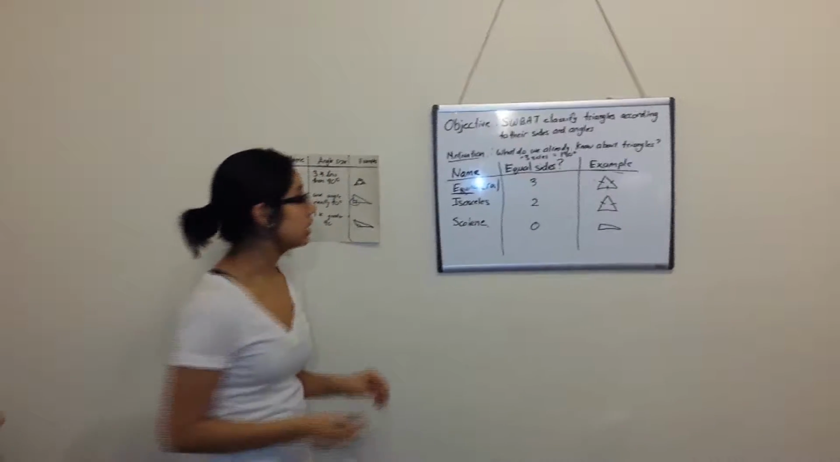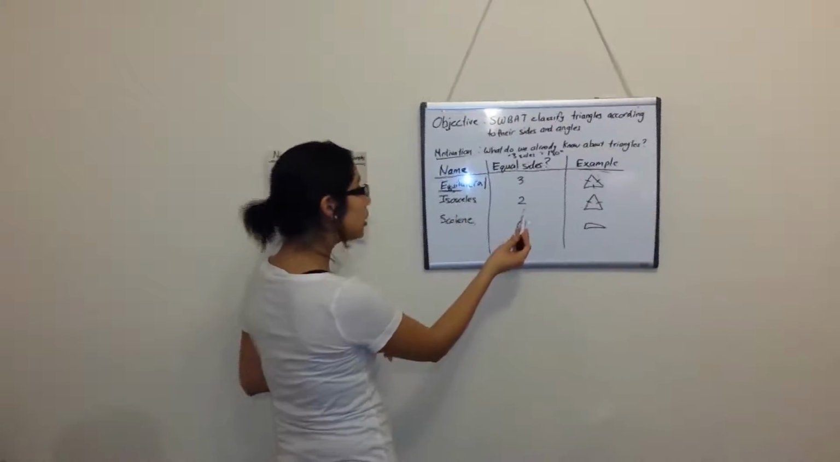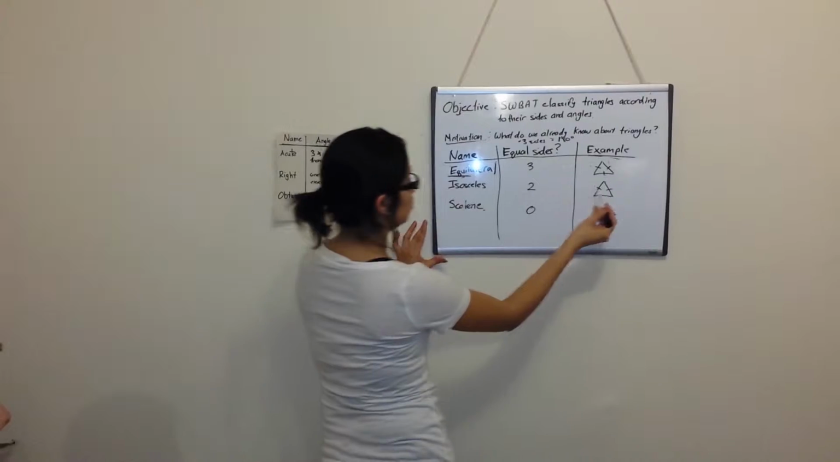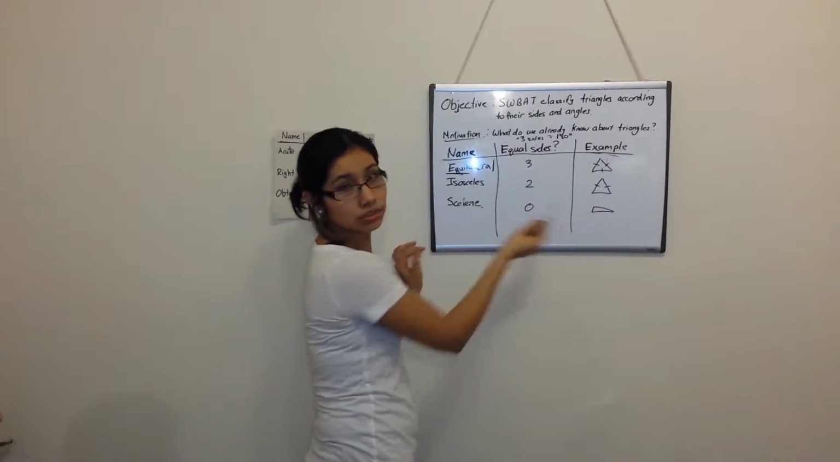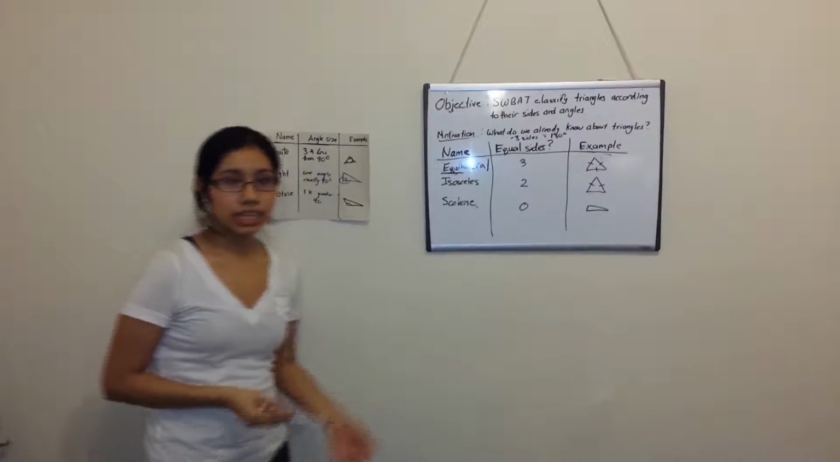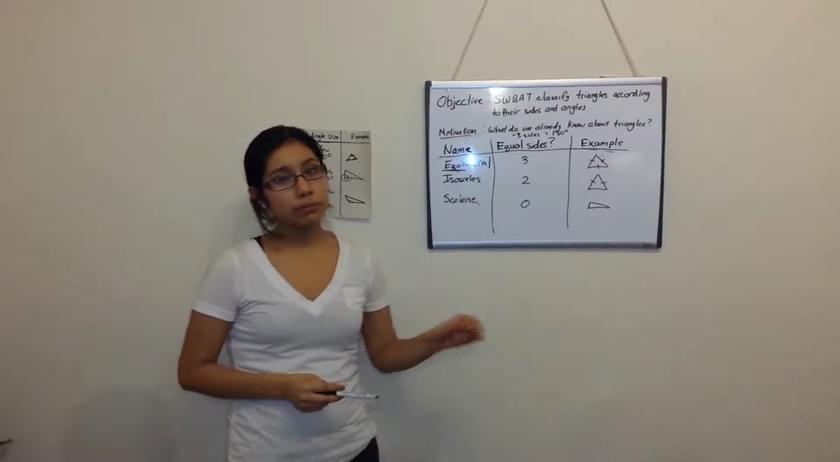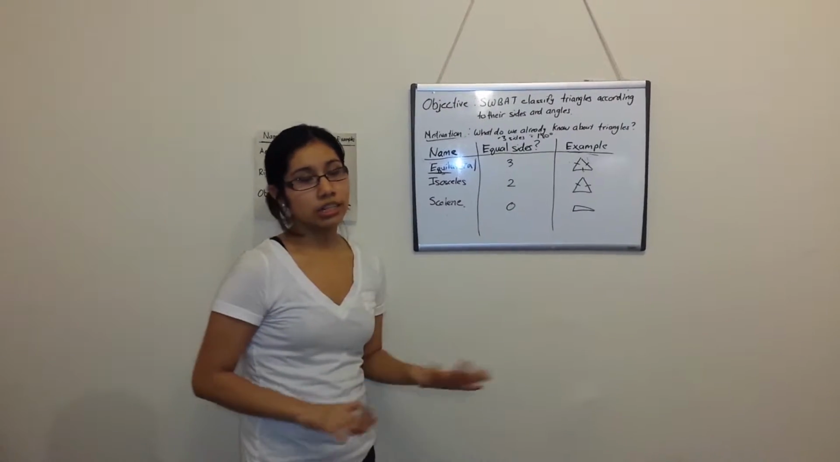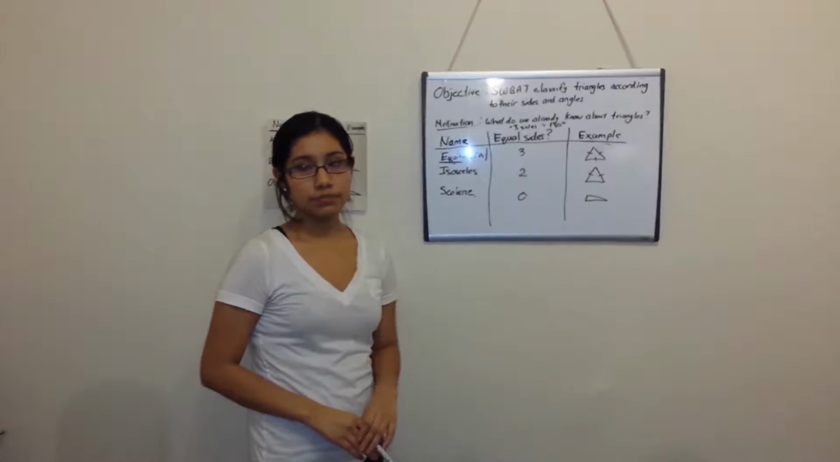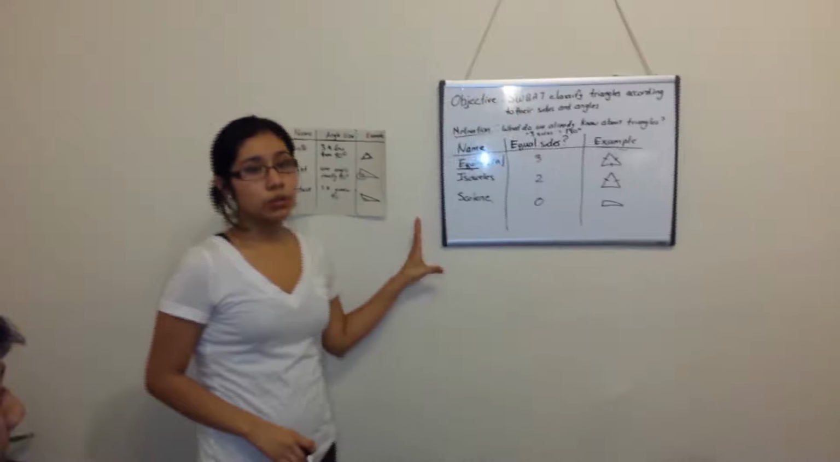The next one is isosceles, and this one has two equal sides. We can show that with these two markings. That means two of these are equal and one is not. Okay? Last one is scalene. They have zero equal parts. You see this example right here. There are no dashes. They're not equal to each other. Okay? So this is how we classify them according to their size.